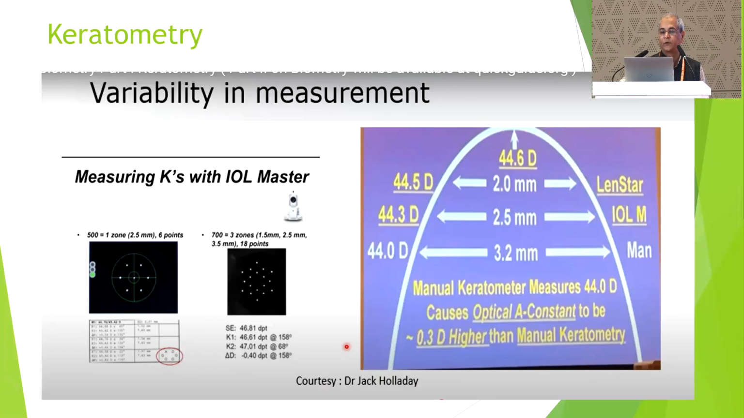There are different types of keratometry, and this is very important when you are selecting the keratometry from different machines. The power will change according to the central area, how much it is taking. So Lenstar takes around 2 millimeters, and here you can see the keratometry value is higher than the 3 millimeter taken by manual keratometry. So almost 0.5 difference is there. So when you are changing the machine, we have to take care of this.